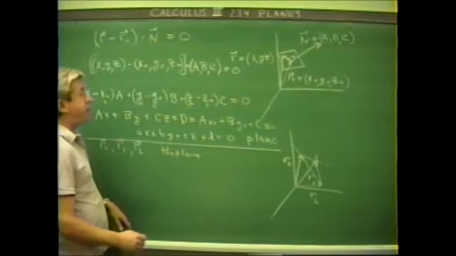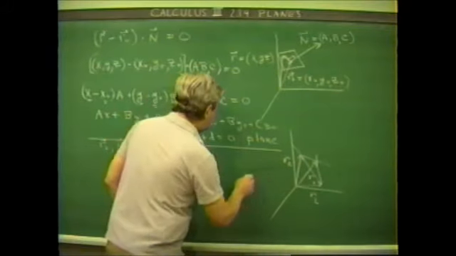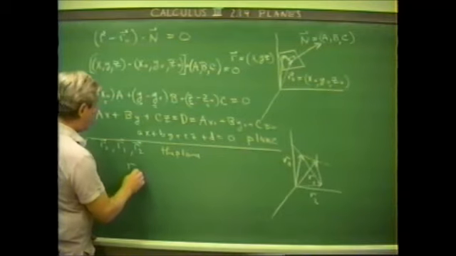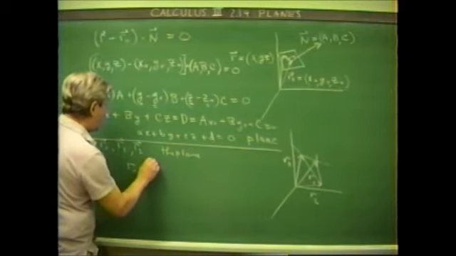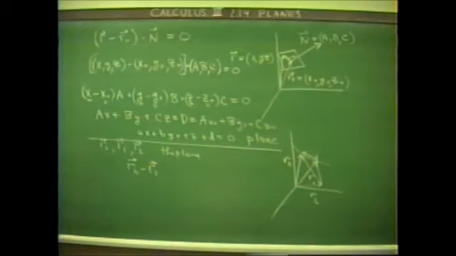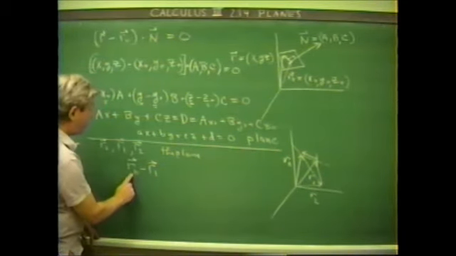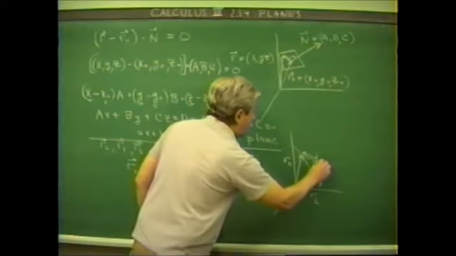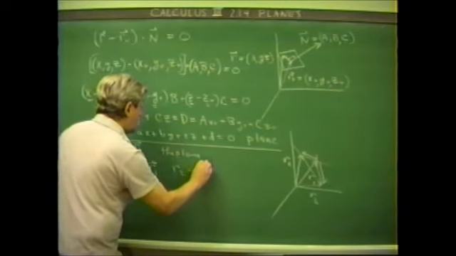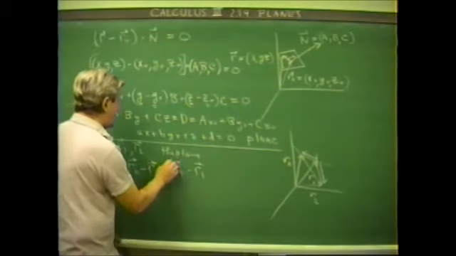Go back to this case here and try and find a normal vector. One way to get a normal vector here is to do the following. Take the vector R0 minus R1. That's this vector right here. It's the vector that you add to R1 to get to R0. Take the vector R2 minus R1. That's this vector right here. It's the one that you add to R1 to get to R2.